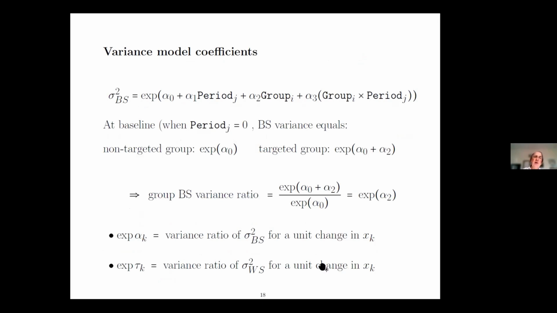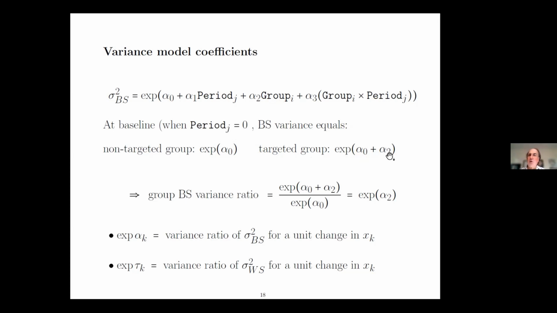Okay. So here I've written out the model that I'm positing for the between subject variance. I have these 3 covariates: time, group, and group by time. So when time or period is equal to 0, this model would equal the following. For the non-targeted group, the group coded 0, the model would simply be the exponential of the intercept parameter. And for the targeted group, we would have the exponential of alpha naught plus alpha 2.